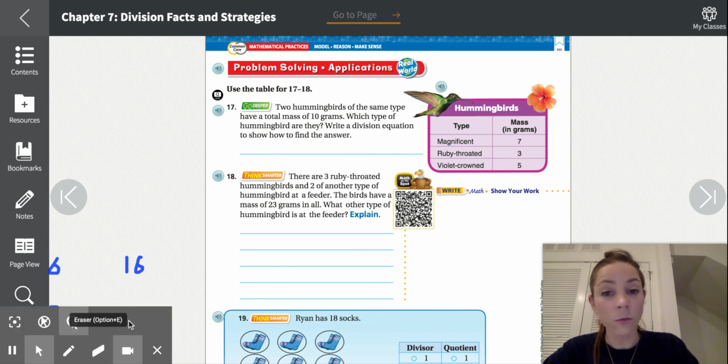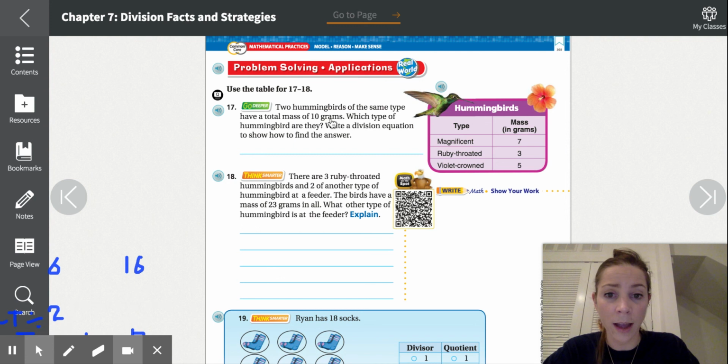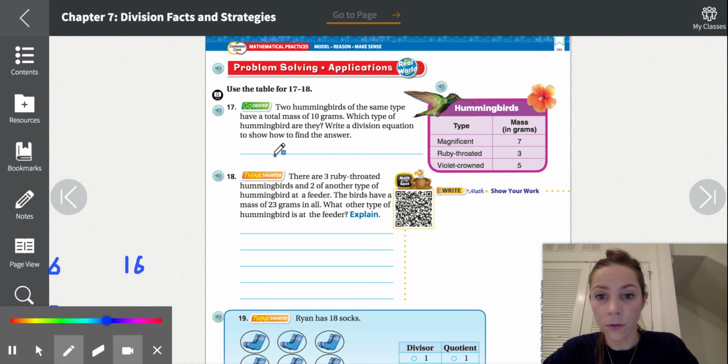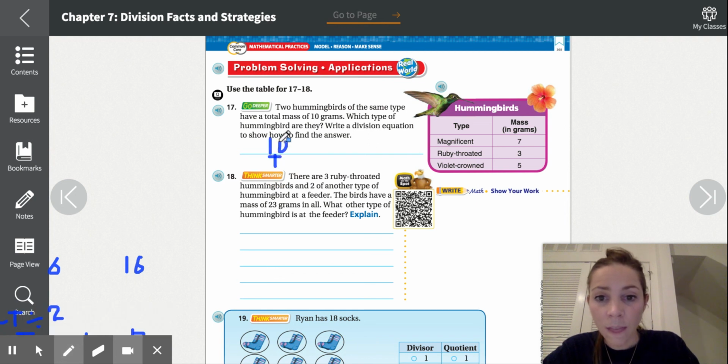All right, so this one is a little tricky. It sounds different than other problems we've done before, but I know that this says total mass of 10. So if it's total, I'm going to label that for myself. The total is 10. Then they told me how many hummingbirds I have. Right here, there's 2.